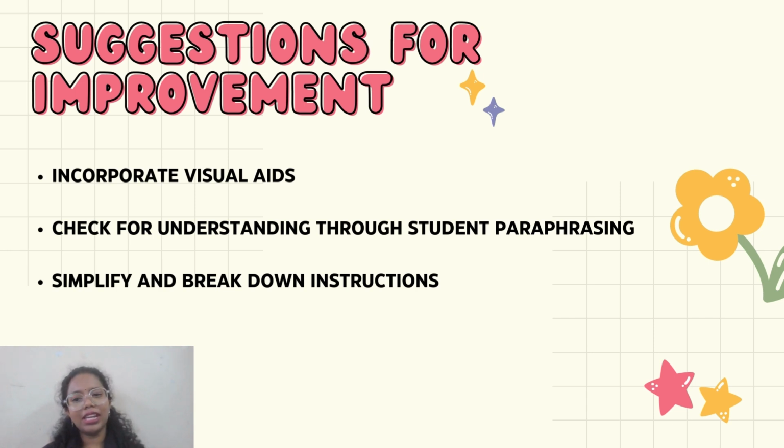So, in summary, effective instruction is a critical component of successful teaching. By using visual aids, paraphrasing, and breaking down instructions, educators can further enhance effectiveness in the classroom.